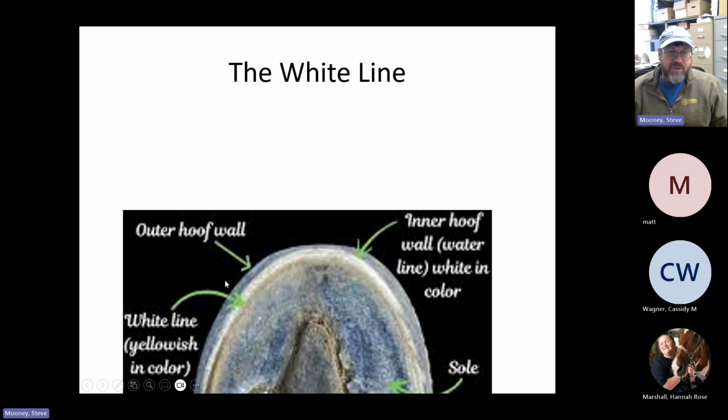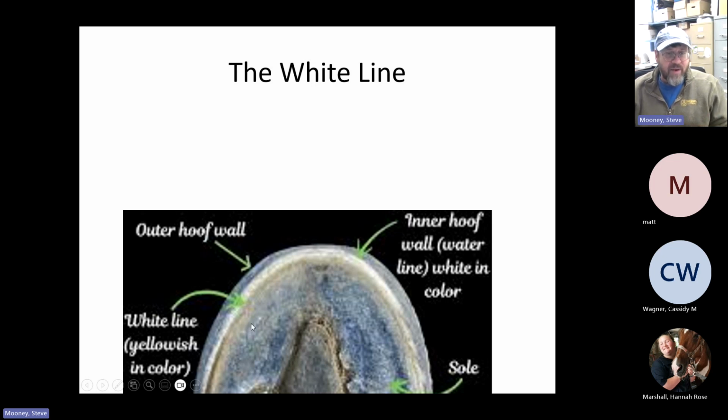And then we've got the two layers. The outer wall is a little darker than the inner wall, a little whiter. And then inside that is our white line. This is going to be the weak spot of our hoof.